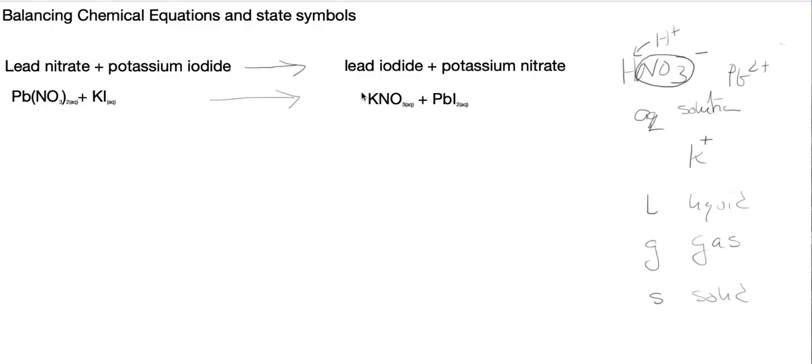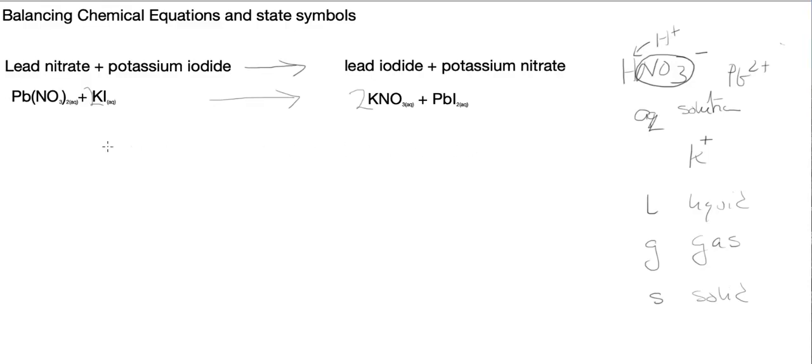So if we had a 2 there, we'd account for the 2 nitrates. If we had a 2 there, we'd have the 2 iodides we need. And we'd have the 2 potassiums we now need because we put a 2 in there. So there we have our balanced equation.